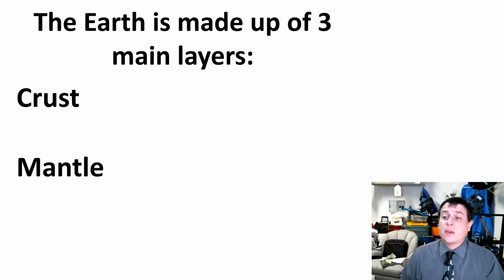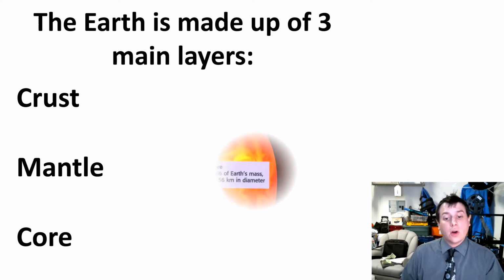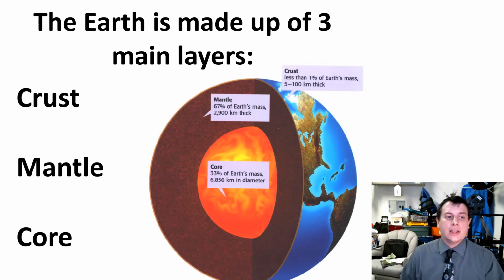The second layer is going to be the mantle, and this is going to be a layer on the inside of the Earth between the crust and the last layer, which is the core. All right, so let's break down what these look like. The crust is the outermost layer. It's between 5 and 100 kilometers thick. It is actually the thinnest of the layers, and it accounts for only about 1% of the Earth.